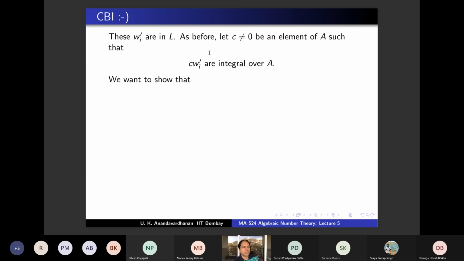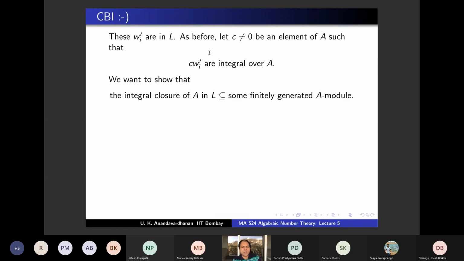The integral closure of A in L is finitely generated, and we said that we will only show the integral closure of A in L is contained in some finitely generated module. So I'm going to produce a finitely generated module over A such that the integral closure of A in L is contained in that. Okay, so we want to show that the integral closure of A in L is contained in some finitely generated A module.